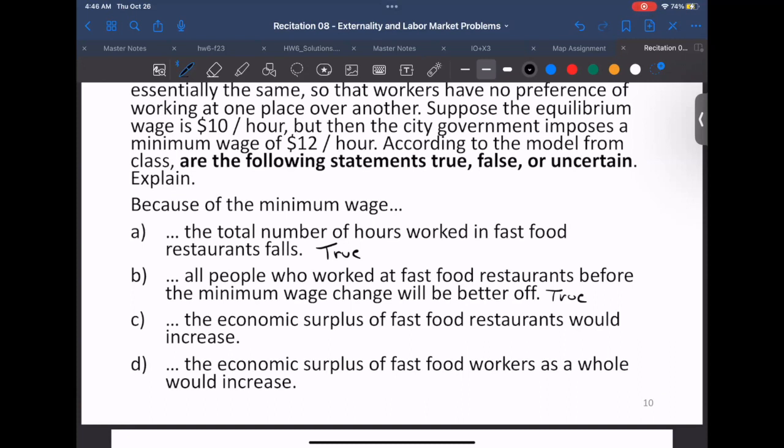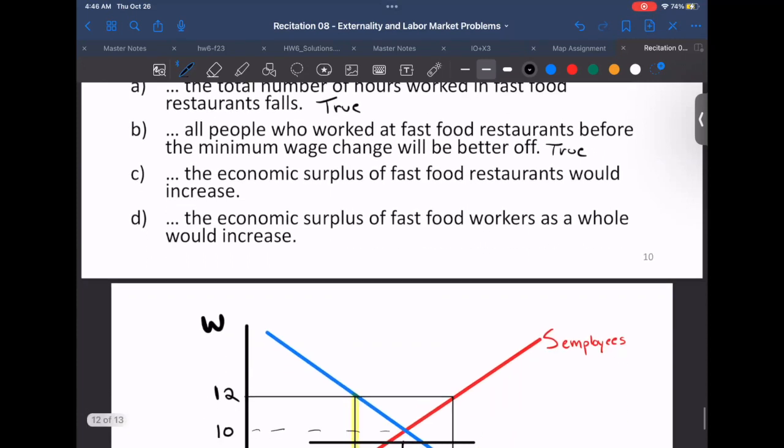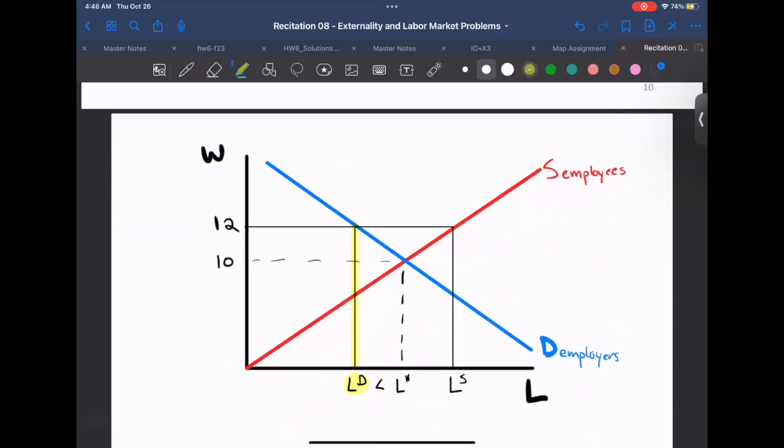Now, C is saying the economic surplus of fast food restaurants would increase. So this is saying that the economic surplus of employers is going to increase. Well, let's see if that's true. Originally, the economic surplus of employers is going to be the consumer surplus, which goes from our demand curve down to our price. That's going to end up being this green triangle.